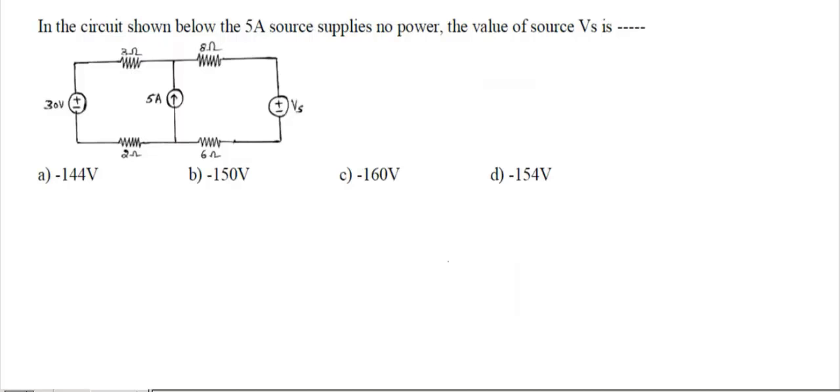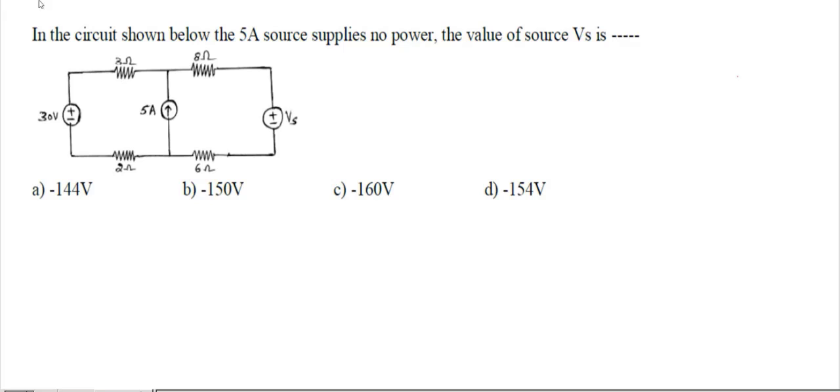Here, in the circuit shown below, the 5 ampere source supplies no power. One hint is given here. Power equals V into I. Let me have a voltage here, plus or minus V. So power supplied by the 5 amperes is 0, that is voltage into 5 equals 0. So voltage equals 0, meaning the node voltage is 0. Indirectly he has given that the node voltage equals 0.